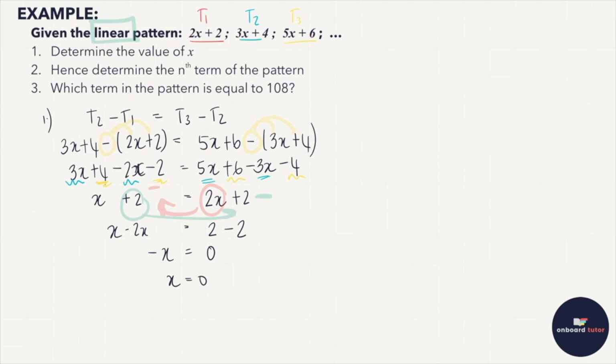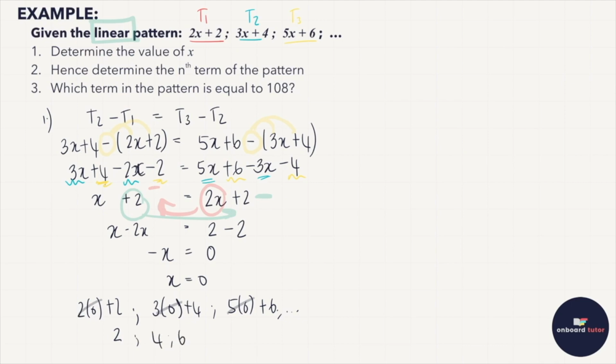So there, by applying the fact that the constant difference is equal, we have been able to work out the value of x. And so now what I can do is substitute that in, and I can actually figure out what this sequence is all about. So we've got 2 times 0 plus 2. We've got 3 times 0 plus 4. And we've got 5 times 0 plus 6. Okay, and if you remember correctly, anything multiplied by 0 is just 0.